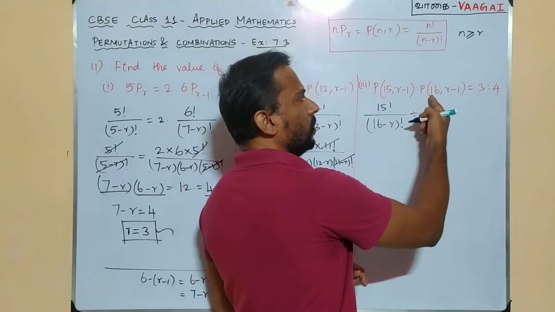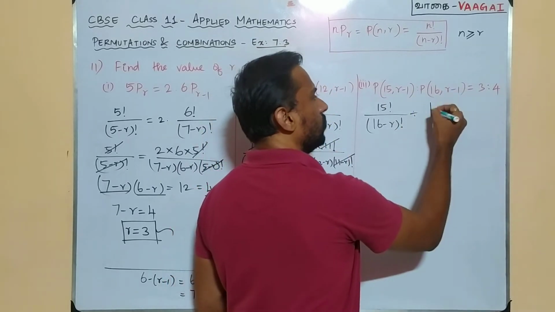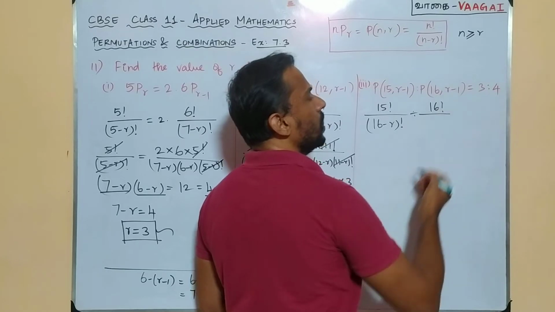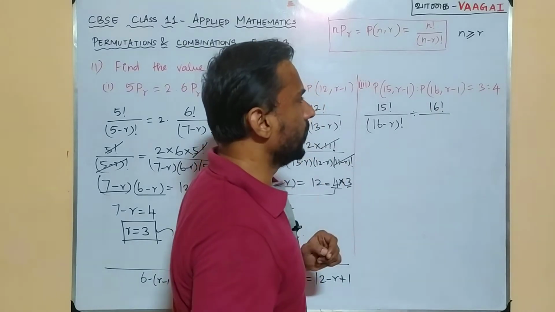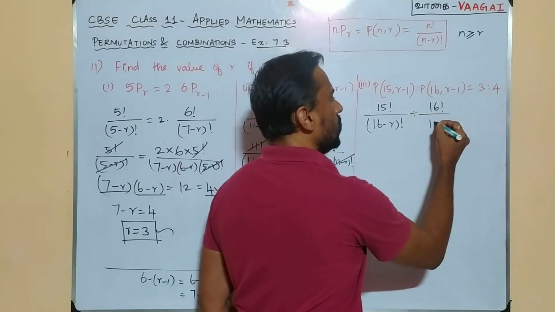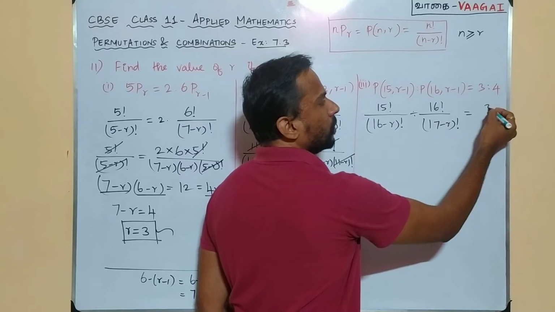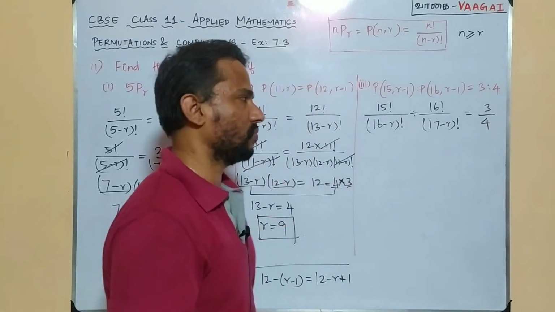That's all. This one, you can use the division sign. Divided by, we have 16P r minus 1. What about 16P r minus 1? That will stand for 16 factorial divided by, here in the denominator you will have 16 minus of r minus 1, which will be 17 minus r the whole factorial. So this will be equal to, right hand side we have 3 divided by 4, which means 3 by 4. That's it. I can write it as a fraction.